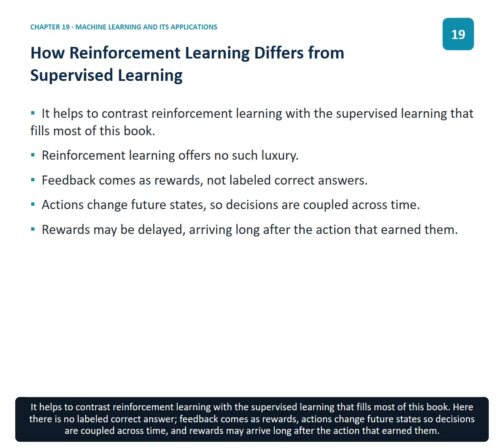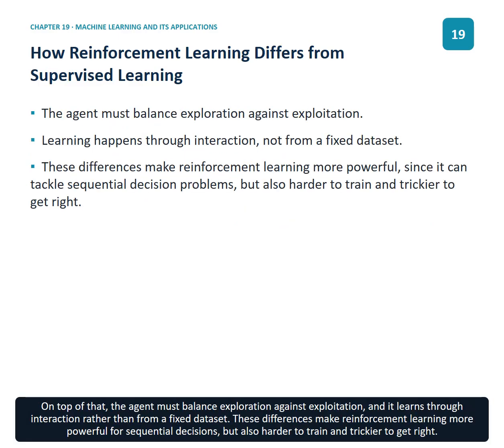It helps to contrast reinforcement learning with the supervised learning that fills most of this book. Here, there is no labeled correct answer. Feedback comes as rewards, actions change future states, so decisions are coupled across time, and rewards may arrive long after the action that earned them. On top of that, the agent must balance exploration against exploitation, and it learns through interaction rather than from a fixed data set. These differences make reinforcement learning more powerful for sequential decisions, but also harder to train and trickier to get right.